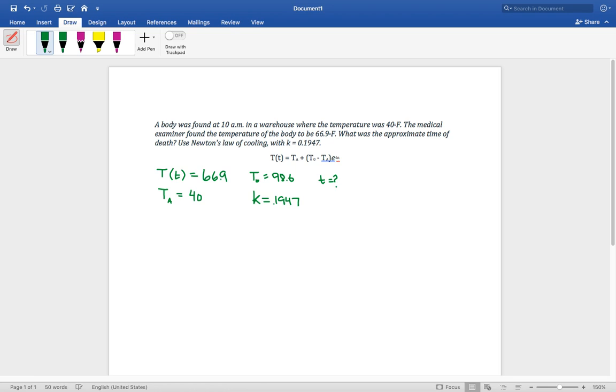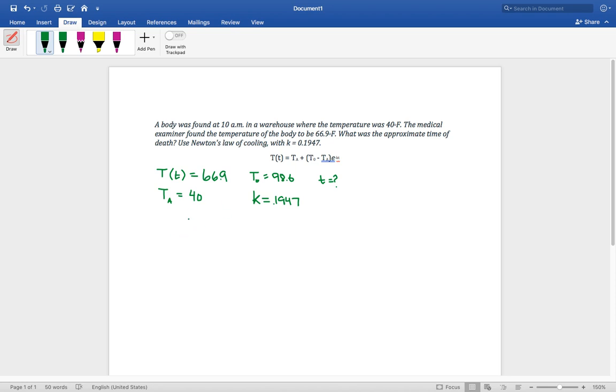t is going to tell us how many hours ago the temperature was 98.6, okay? So once we get t, we're going to have to subtract that from 10 o'clock to figure out what time the body was killed.